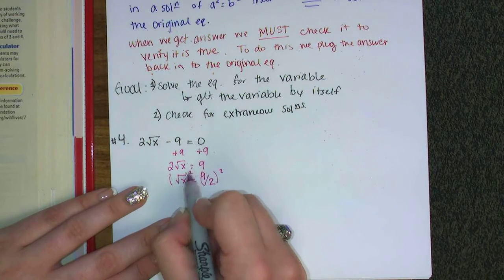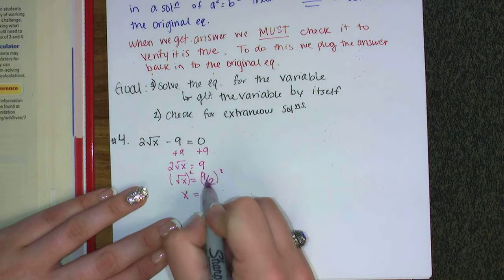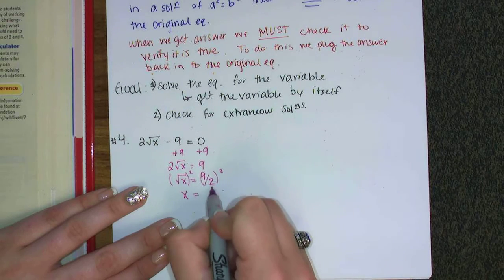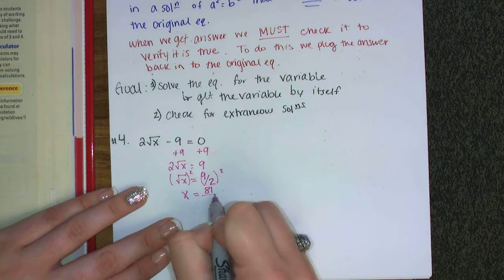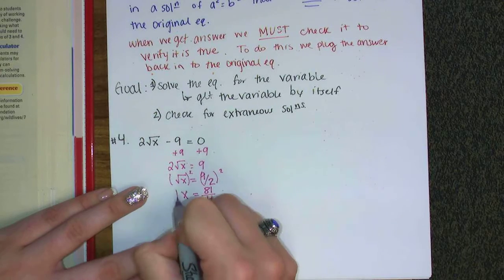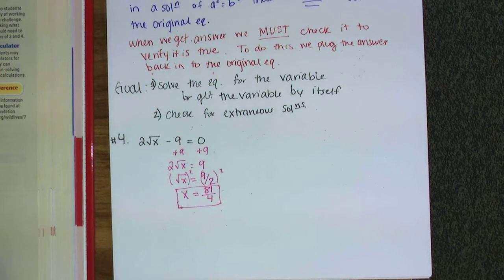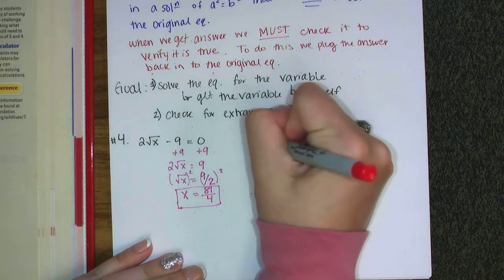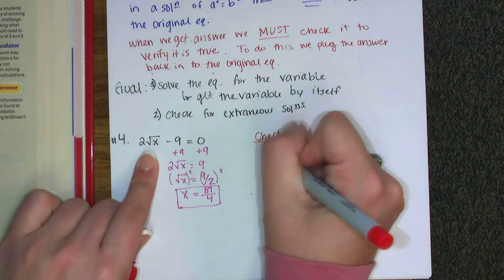So the square undoes the square root. So we have x is equal to, over here we're squaring this whole thing. So the top 9 squared is 81 over 2 squared is 4. So x is equal to 81 over 4. Now, we need to check it. So we're going to plug this back in here.